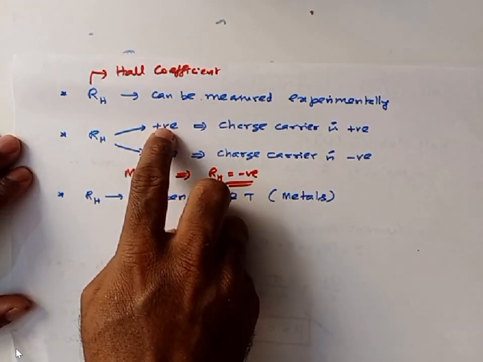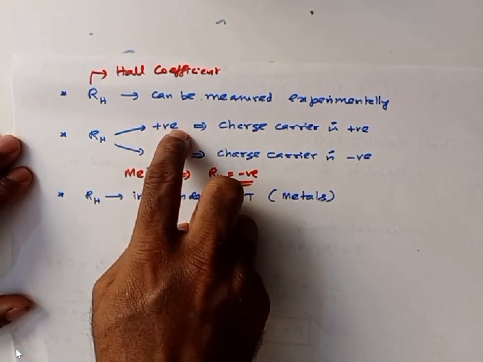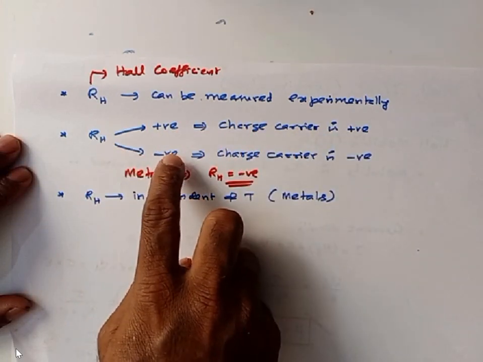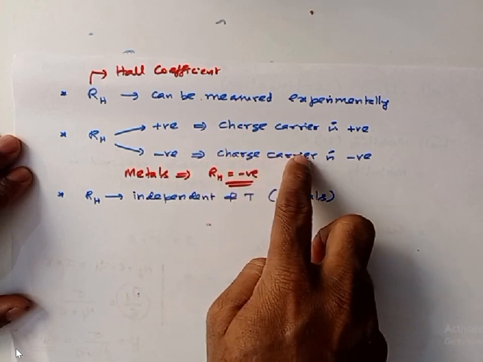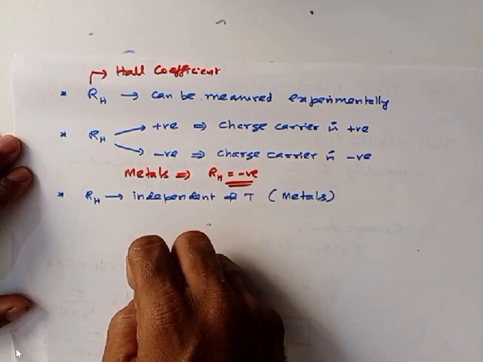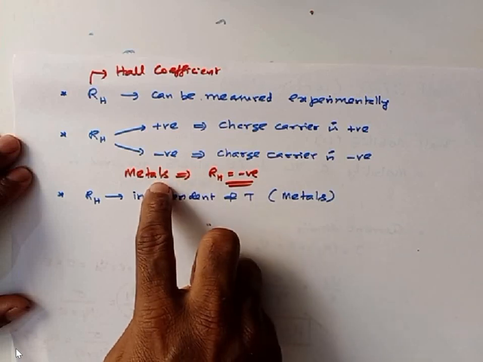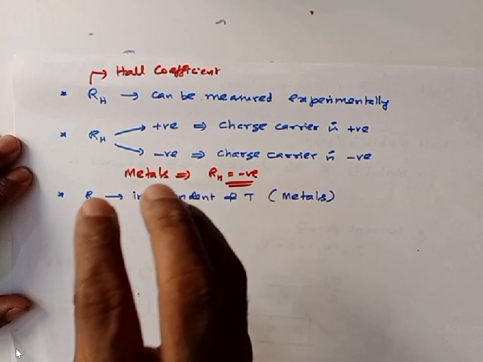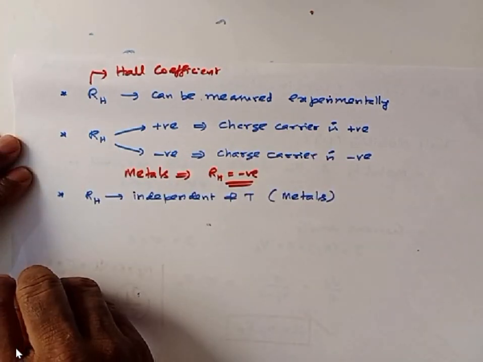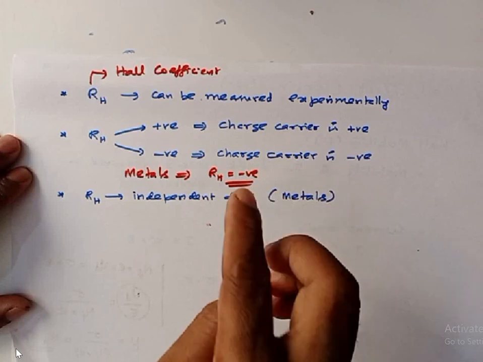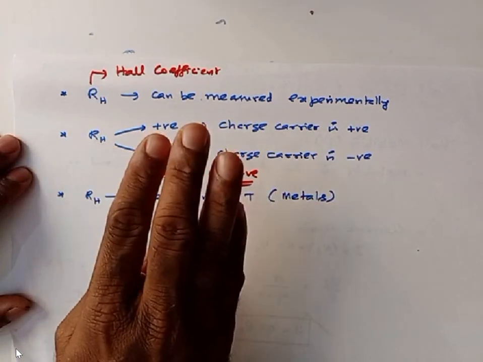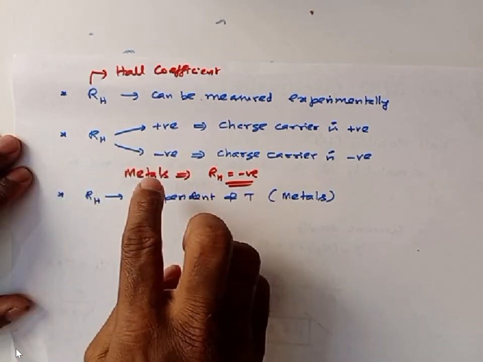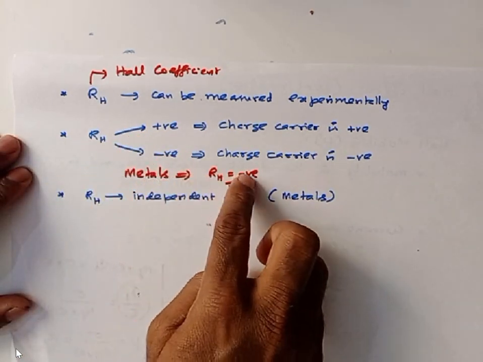If RH is positive, what does it imply? It implies that the charge carriers are positive charge carriers. If the RH value is negative, it implies that the charge carriers are negative charge carriers. You know very well, in metals, Drude assumed that the charge carriers are free electrons. Since electrons carry negative charge, the Hall coefficient for metals according to the Drude model should be negative.